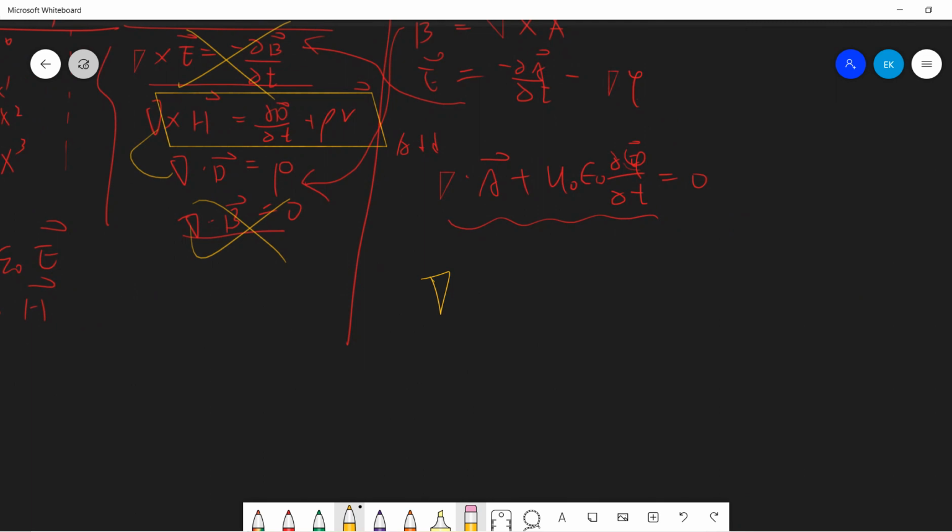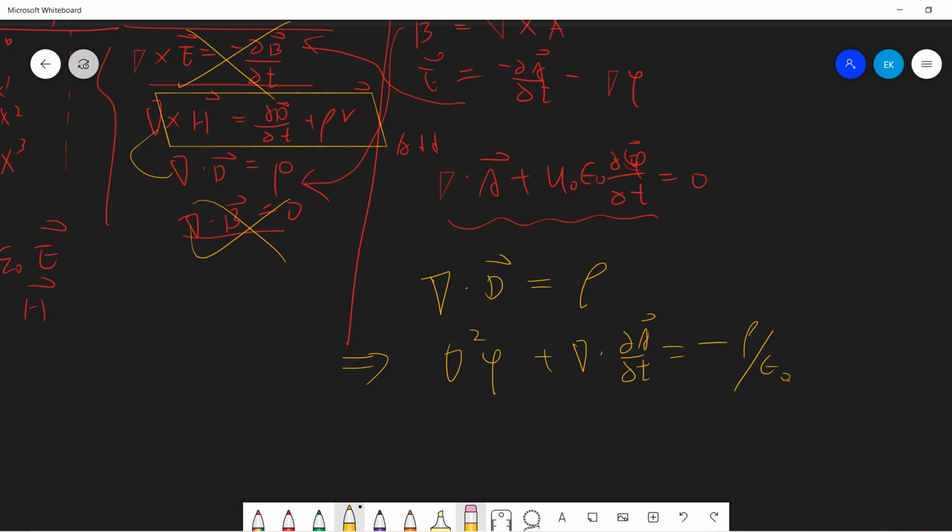For these, if you are very careful, you get rho, and then you put in D equals epsilon E. Then you will get the Laplacian of phi plus divergence of partial A partial t, which is minus rho over epsilon. So this is the first equation.